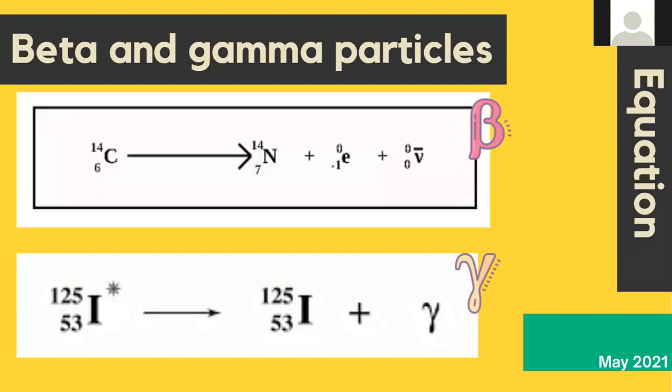So basically in beta decay, the atomic number of the product is more by one after the decay, which means the product has Z plus one protons, but it only has Z electrons. But in gamma decay, the mass number and the atomic number of the nucleus remain the same.